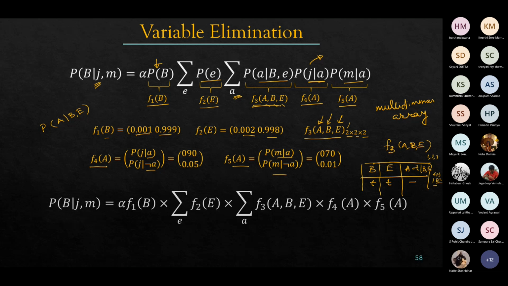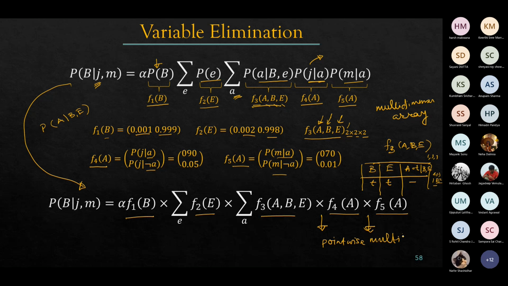Good. So now we can rewrite this expression in terms of factors. Basically, this will be replaced as F1(B), F2(E), F3(A,B,E) multiplied by F4(A) multiplied by F5(A). Now this multiplication is a different kind of multiplication, a point-wise multiplication. It is not a normal matrix multiplication. We'll come to that.